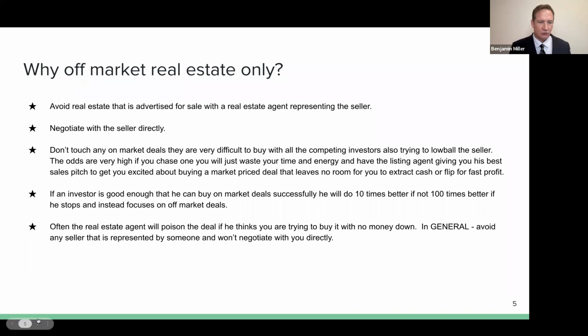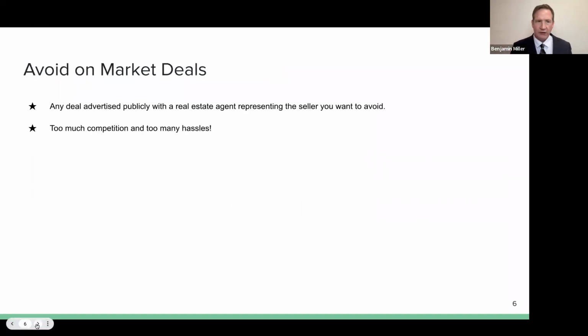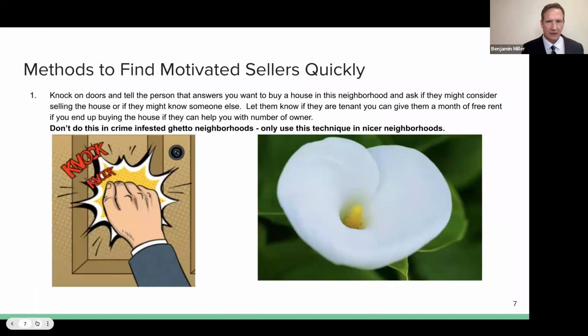And that is just critical. So you want to avoid on-market deals. Anything that's advertised for sale, don't mess with. There's just too much competition.